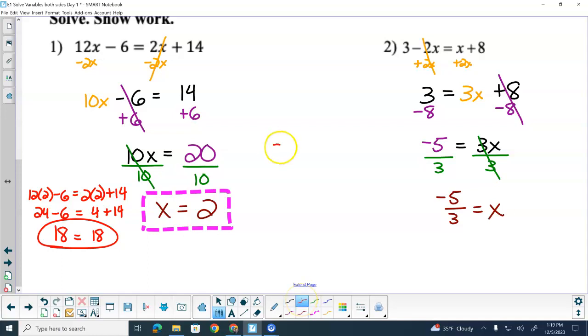Quick check here. 3 minus 2 over 1 times negative 5 over 3. That's going to be 3 minus negative 10/3. In order to add or subtract fractions, what do we have to have? Thinking back to Unit B. Common denominators. So this is going to be 9/3 plus 10/3, because minus a negative is plus. 19/3 on my check there.